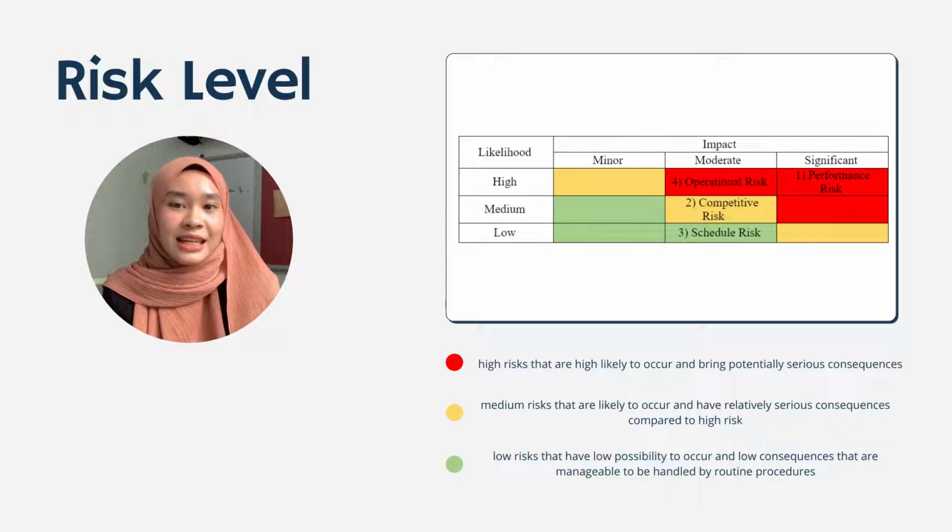The red side indicates high risks that are highly likely to occur and bring potentially serious consequences, while the yellow side indicates medium risks that are likely to occur and have relatively serious consequences compared to high risk. As for the green side, it indicates low risks that have low possibility to occur and low consequences that are manageable to be handled by routine procedures.